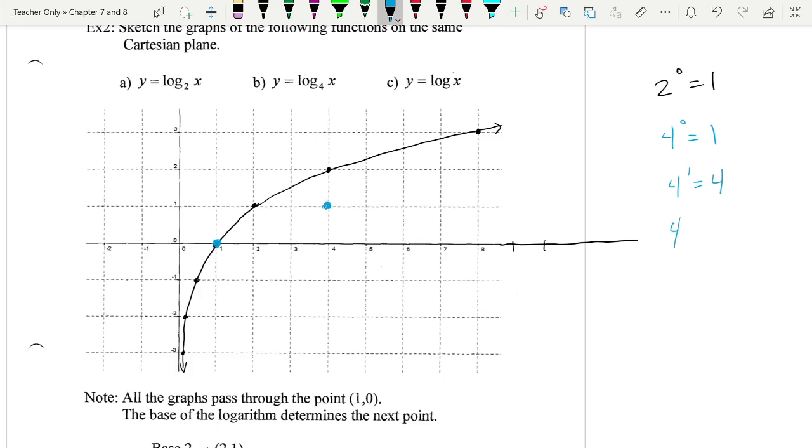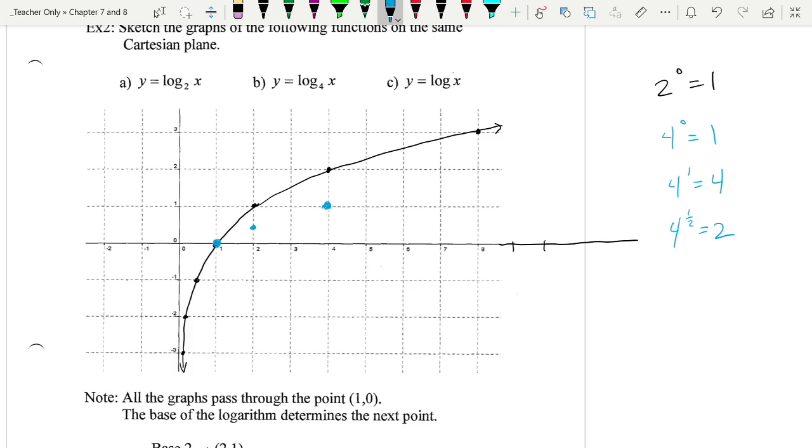And 4 to the power of 1/2 is 2. So when x is 1/2, right? No. X is this, hang on. This is the exponent, sorry. When y is 1/2, that's better. When y is 1/2, x would be 2. There we go.